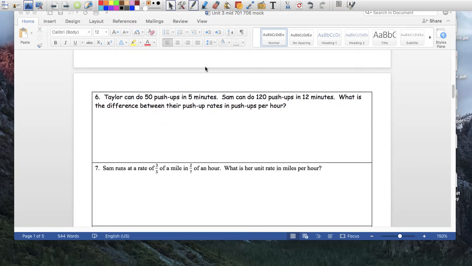Problem 6. Taylor can do 50 push-ups in 5 minutes. So write 50 push-ups in 5 minutes. Sam can do 120 push-ups in 12 minutes. What is the difference between their push-up rates in push-ups per hour?